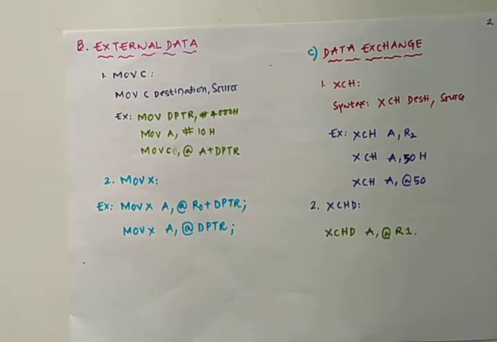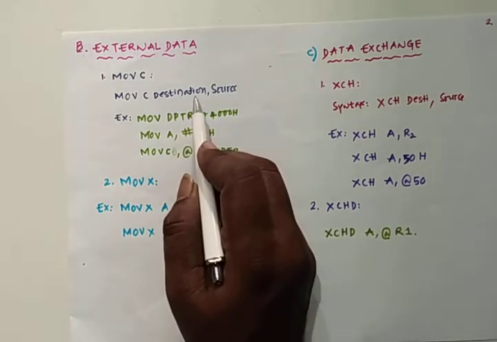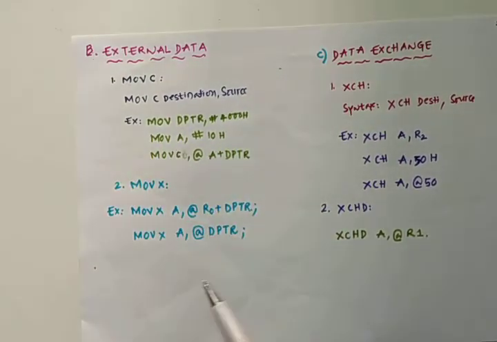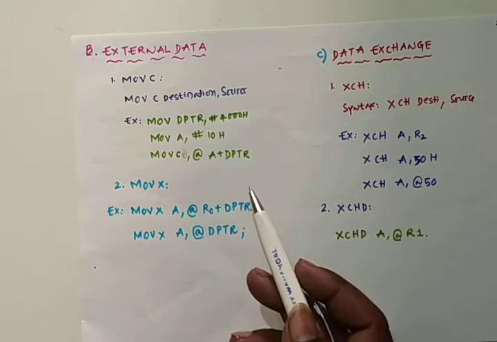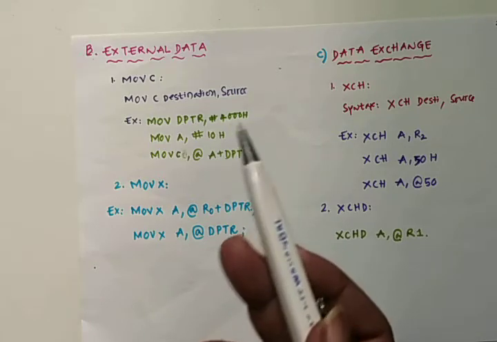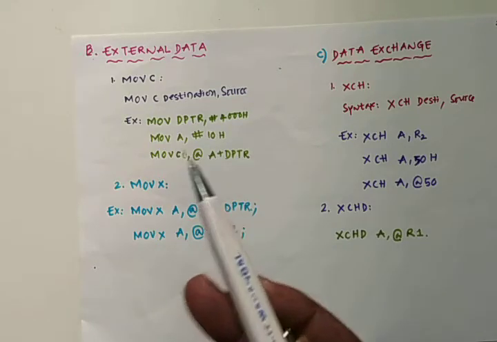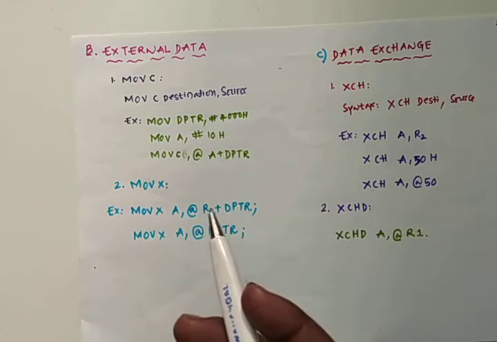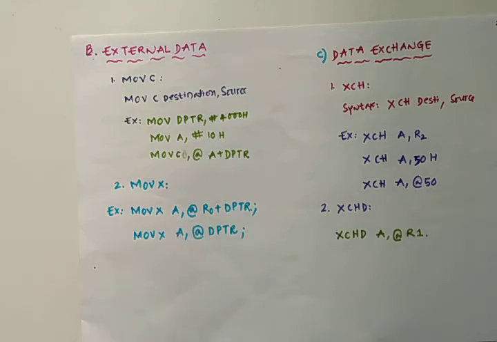MOVC is nothing but a move from the code memory. That means here we will be using the code memory. Syntax will be MOVC, destination operand and source operand, and here we can go with the operation. The move instruction copies the data from the source to the destination. The destination has to be the accumulator. Source is internal or external code memory.